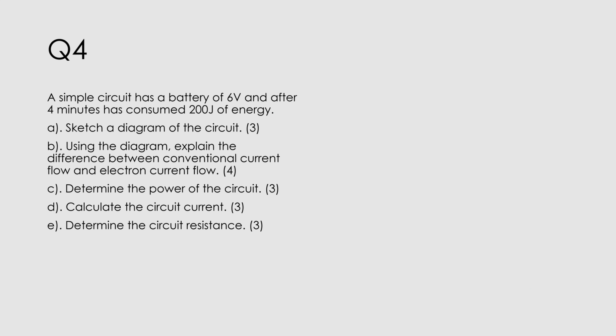Question 4. A simple circuit has a battery of 6 volts and after 4 minutes has consumed 200 joules of energy. Part A, sketch a diagram of the circuit. Part B, then using the diagram, explain the difference between conventional current flow and electron flow. And then for part C, determine the power of the circuit. Part D, calculate the circuit current. And part E, the circuit resistance. Okay, I'll go ahead and do that and I'll be back with you in a second.